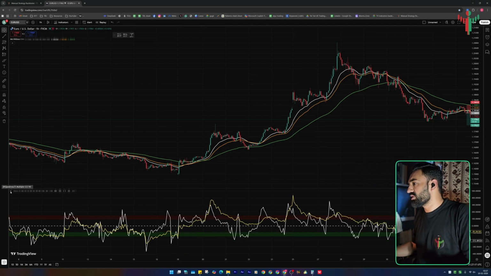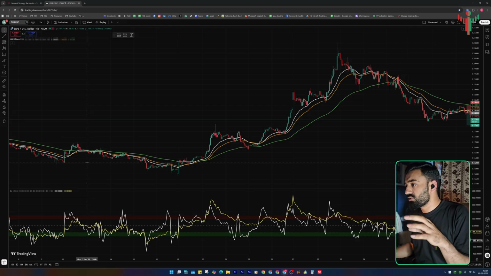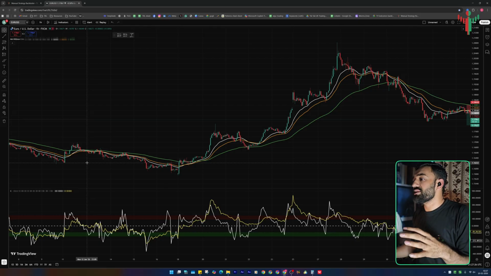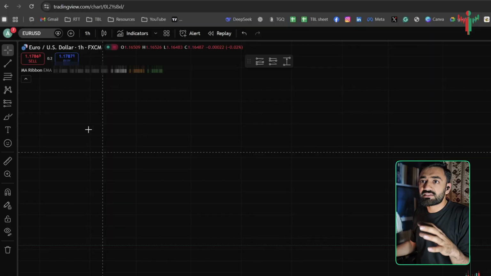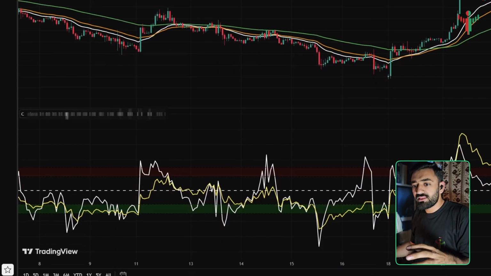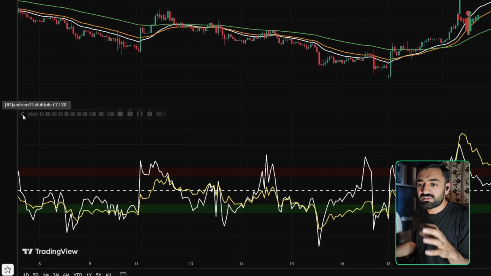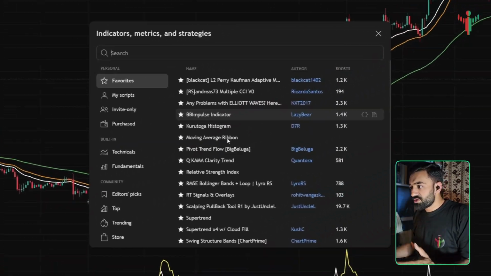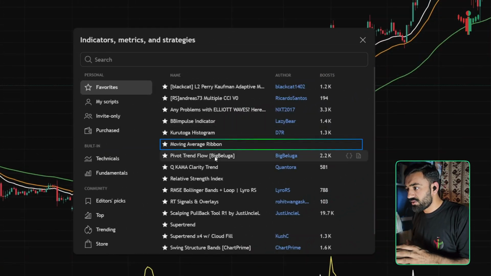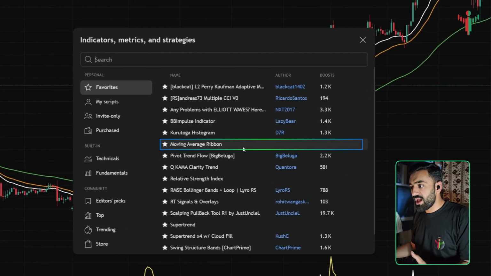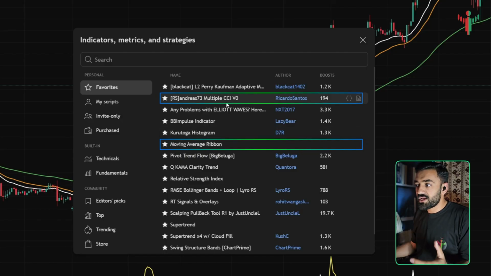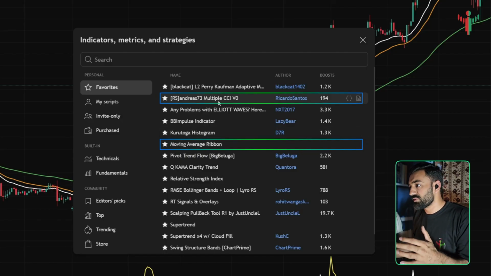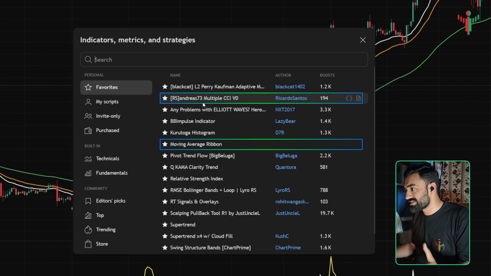Let's move to my screen, and here you can see this strategy consists of two main indicators. The first indicator is MA ribbon and the second is multiple CCI. So here in the indicators list, these are the exact names: the moving average ribbon, and the second indicator here is multiple CCI. You can search for these same indicators.